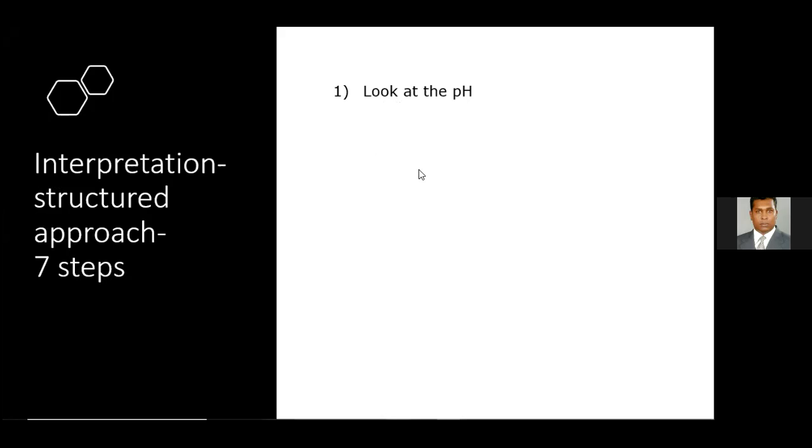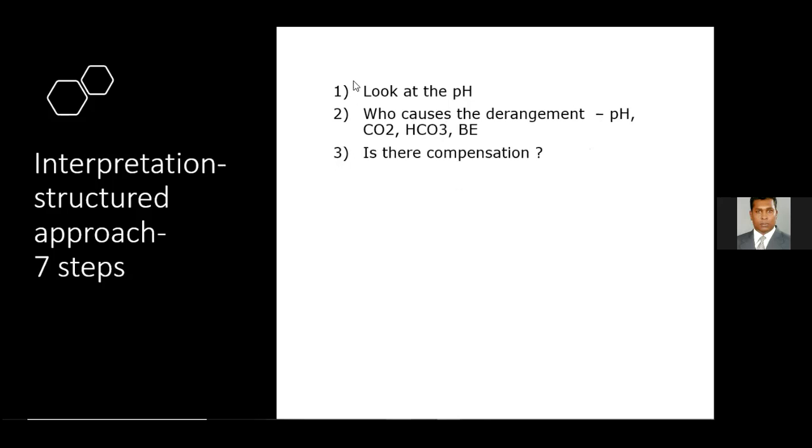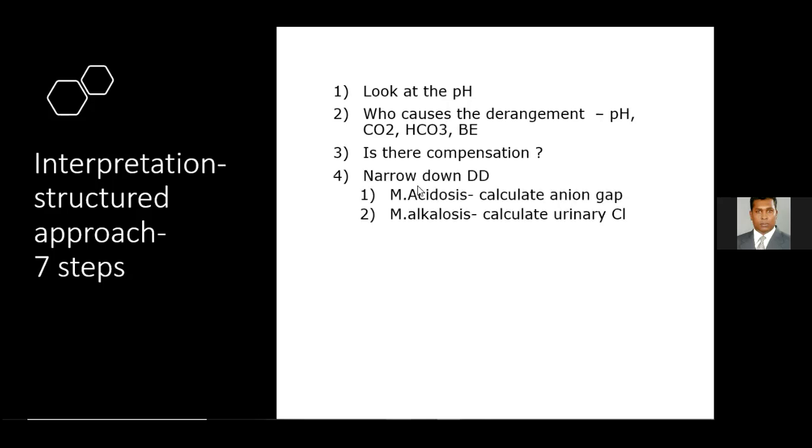The first step of looking at a blood gas is looking at the pH. Remember, pH is a measured parameter. The second thing, after looking at the pH, is if the pH is deranged, what causes this derangement. To do that, you need to look into carbon dioxide, bicarbonate, and the base excess or base deficit. Then thirdly, when you establish that there is a derangement in the acid-base status, you need to look into whether there is any compensation, and we'll come to that in the coming slides.